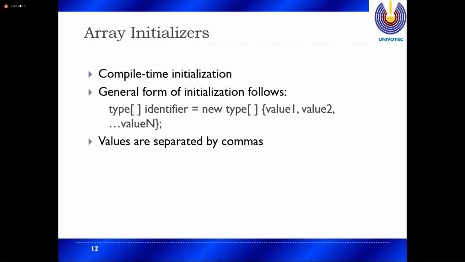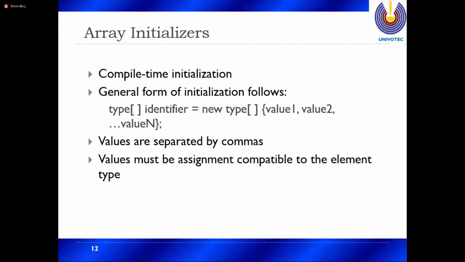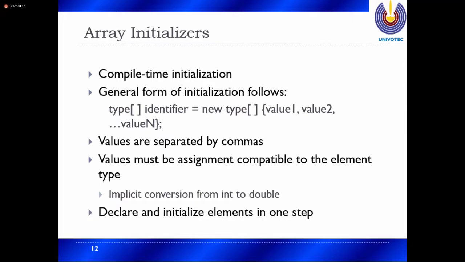The values are separated by commas. Values must be assigned compatible to the element type. Here, for int it is an integer type, so you have to pass an integer value here. If you use int score, that's an integer value. If you use double, then you can use decimal point values, with implicit conversion from int to double. If you define int type but you pass a double, that's wrong.